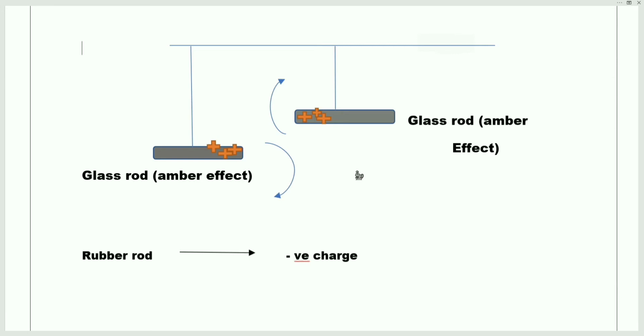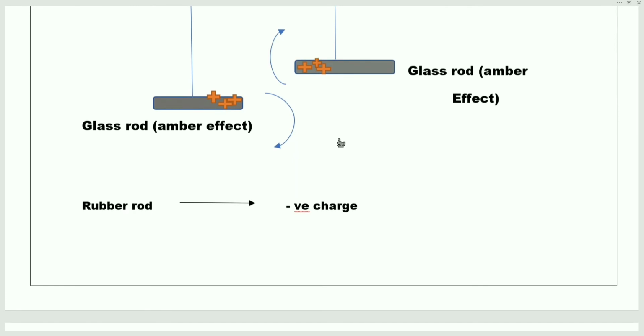Similarly, we take a glass rod undergone amber effect. That is, glass rod rubbed with silk and gained positive charges. This glass rod is hung using a thread. The charges in the glass rod are positive charges. If another glass rod is brought near first glass rod, what happens is the rods repel each other. From this observation, we are clear that like charges repel each other.